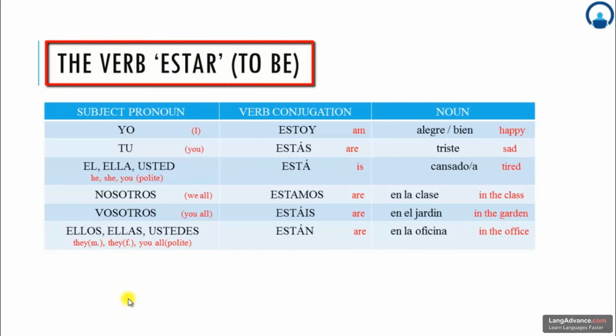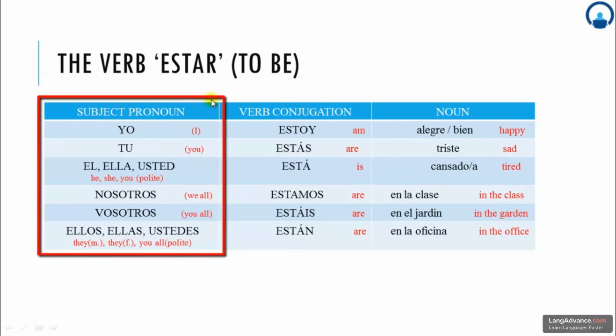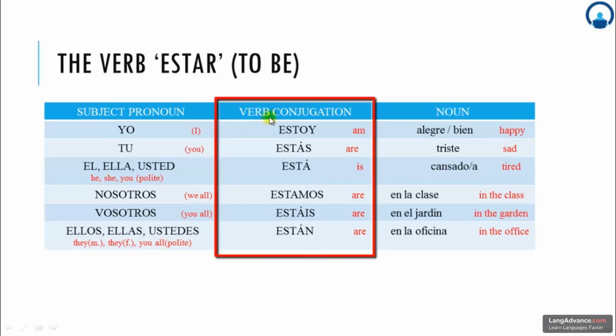The verb estar means to be. We have got the subject pronouns on the left, as we had seen already at some point earlier. Here is the verb conjugation. Verb conjugations of estar are estoy, estás, está, estamos, estáis, and están.